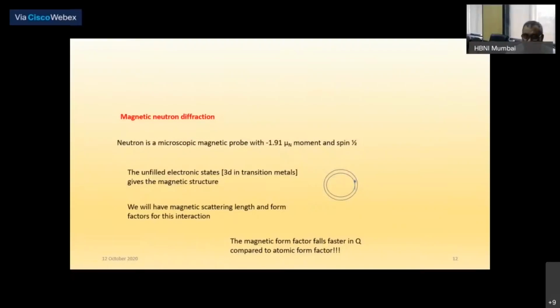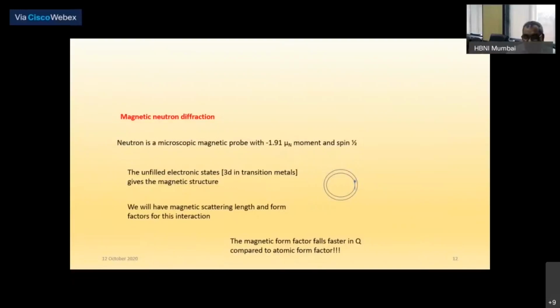We must remember that neutrons have another interaction, which I have been avoiding so far to tell you. This will be taken up in more detail, but let me just tell you that neutron has a magnetic moment of 1.91 nuclear magneton and is a spin half particle. This is a tiny magnet. And all these magnetic materials have unfilled shells, which give the magnetic properties, because these unfilled electron orbitals give magnetic moment to the lattice sites. So these unfilled shells can interact with this neutron.